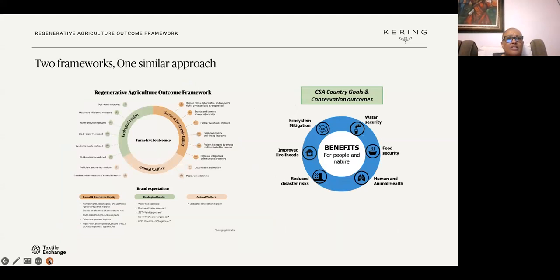And I think this is the last slide. So we're using a framework that is very similar to this, the regenerative outcomes framework. If you look at the two diagrams side by side, they are two frameworks that are almost exactly the same. So really what I'm saying is that I've had a look at this particular framework that is being piloted and tested today, and it aligns very closely to what we are doing.